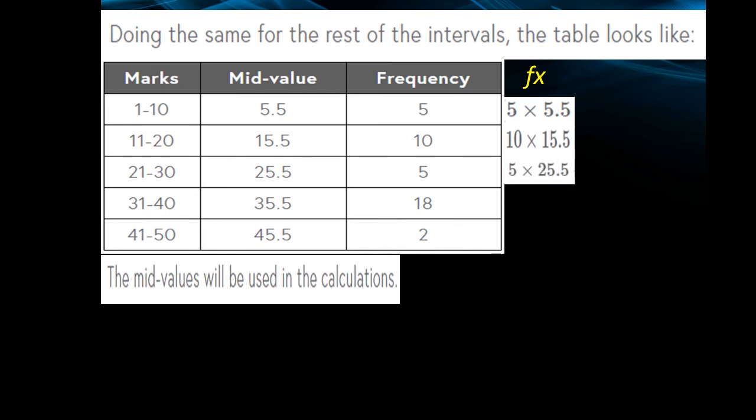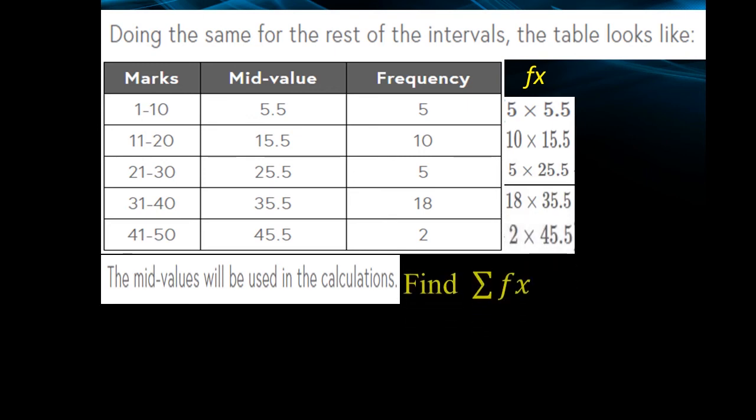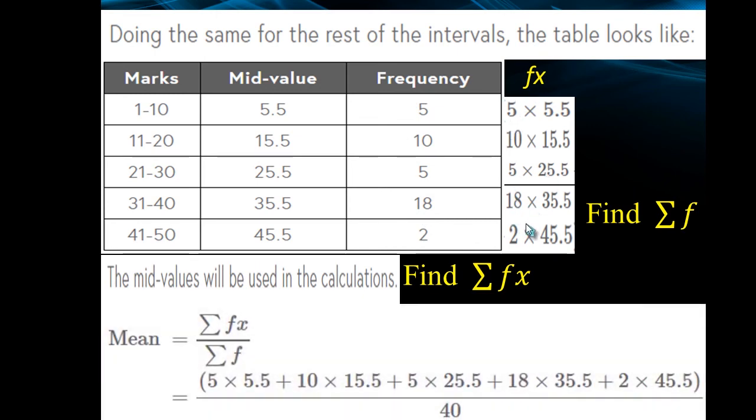So you have to find fx, and then the summation of fx. You have to add all these values. Similarly, you will add the f column as well, and the answer you get for fx you add too. Then you will use the formula for the mean. Using this formula you can easily find the mean.